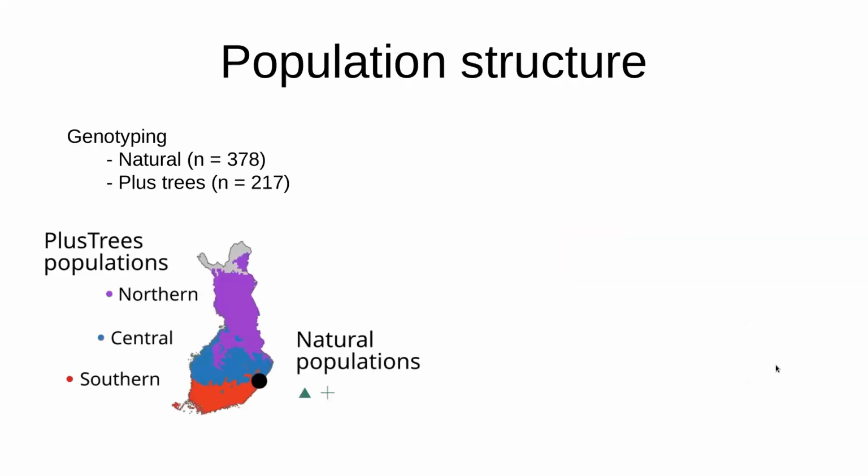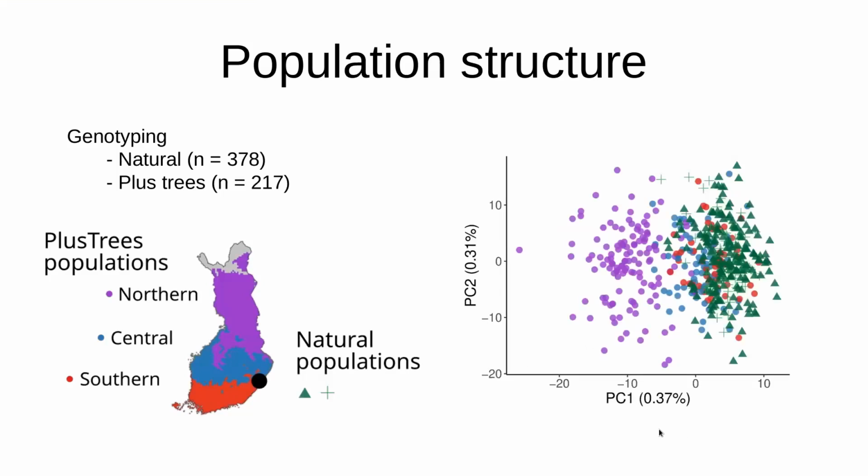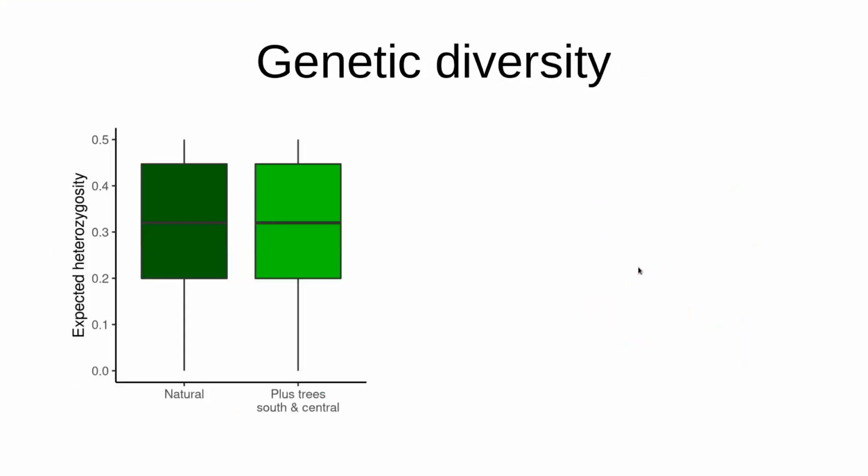So the results. First, let's talk about population structure. We used this tool to genotype about 400 trees from natural populations and about 200 plus trees from 3 areas: southern, central, and northern Finland, which you can see on this map. You can see on the right side the principal component analysis from this data. In green, the natural populations, and in red, blue, and purple, the plus trees. And what you can see is that the natural population clusters with the plus trees from south and central Finland, whereas the northern breeding population diverges slightly.